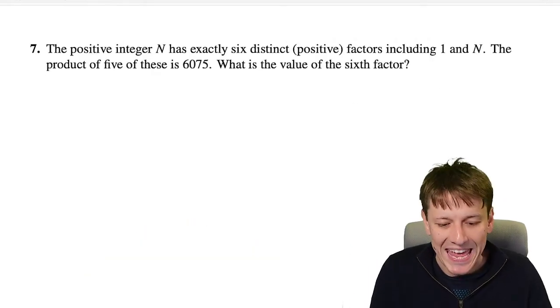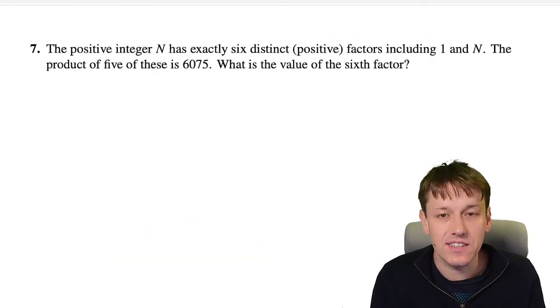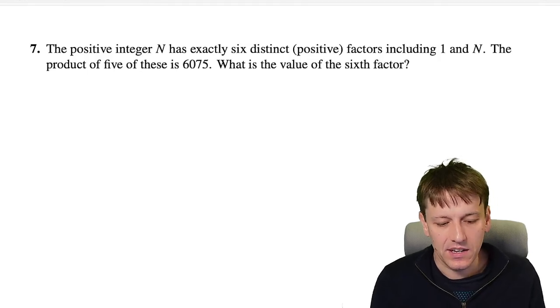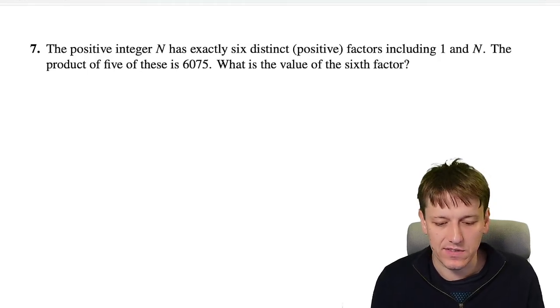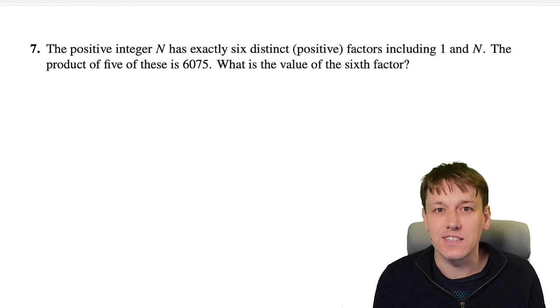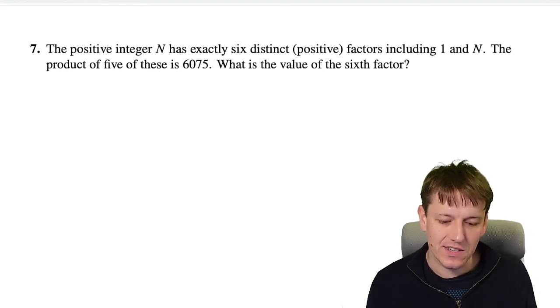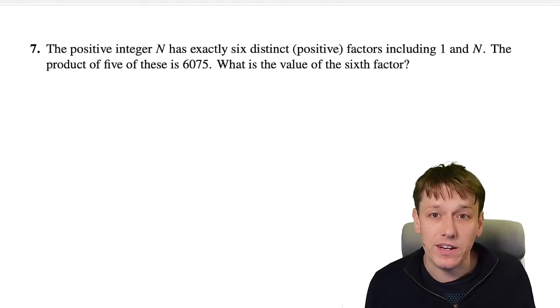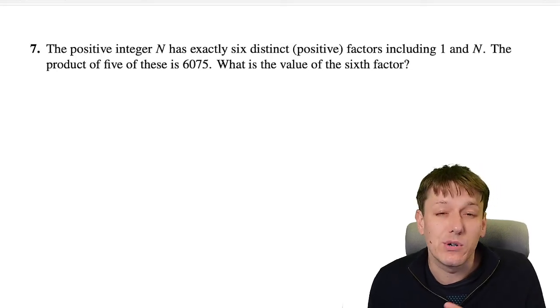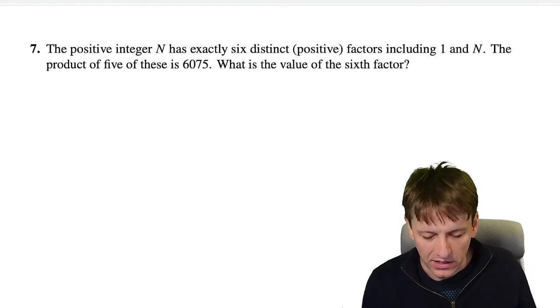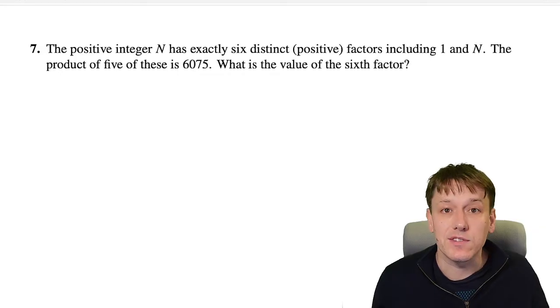Here we've got a positive integer n, and it has exactly 6 distinct positive factors, including 1 and n, and the product of 5 of these is 6075. We want to know what's the value of the 6th factor. Well, you know that factors of numbers come in pairs unless it's a square number. Of course, if it was a square number, it would have an odd number of factors, so we know this number isn't square, but it's got 3 pairs of factors, right?